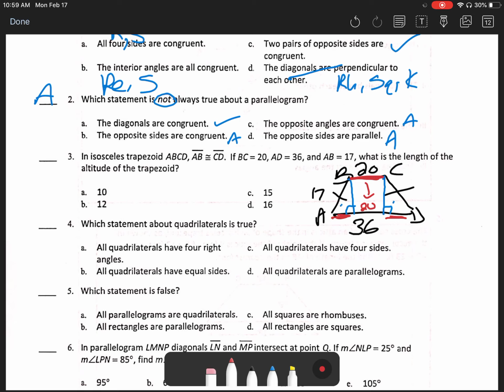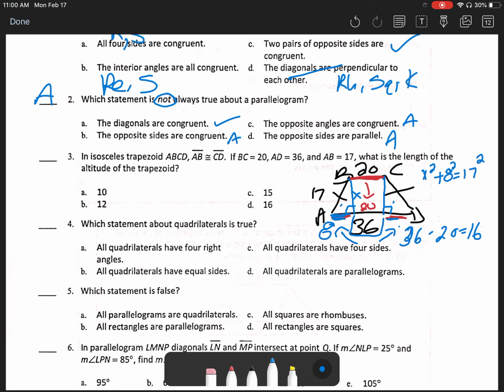So what I look at here is, if from here to here is 20, then this is also going to be 20, which means that this distance here and here, well, 36 minus 20 is 16. So those two parts must add to be 16. And I know it's an isosceles trapezoid, so each part must be 8. Okay, and so I just use the Pythagorean theorem. I say that my altitude is x, so it's going to be x squared plus 8 squared is equal to 17 squared.